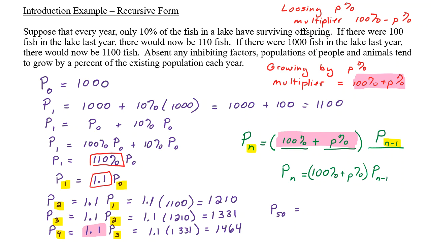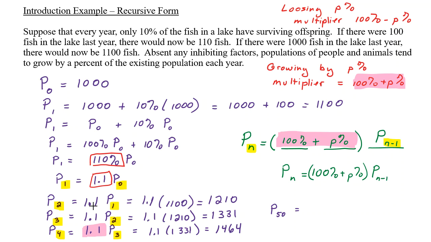In our last example, we looked at a situation where the population of fish was growing at 10% per year. And we wrote out that multiplier as 100% plus the population percent growth. So in this case, it was 110% growth each year. So to find the amount of fish in a certain year, we would take the amount of fish from the previous year and multiply it by 110%.